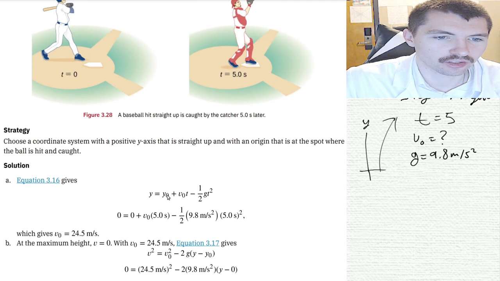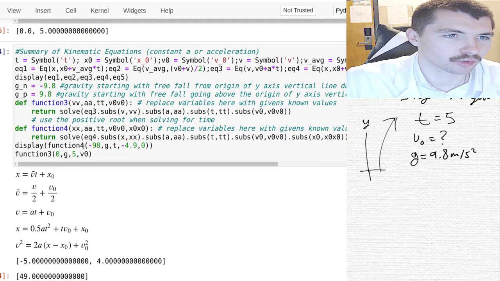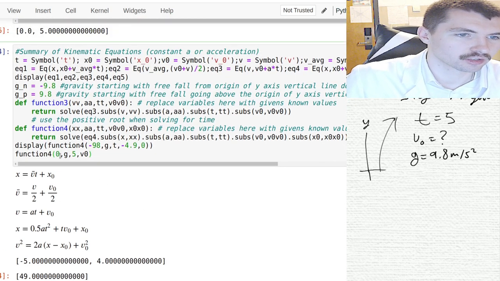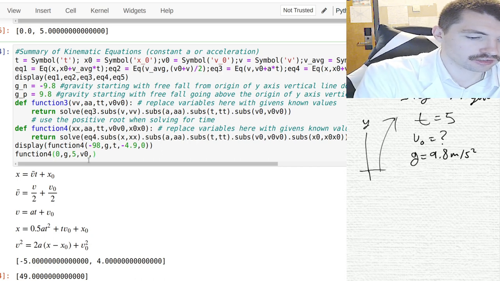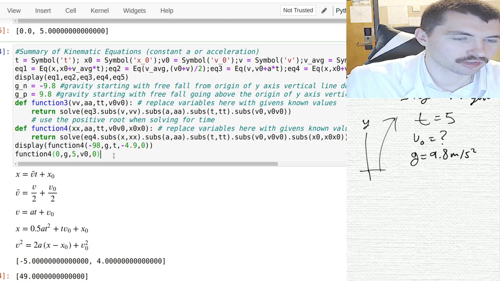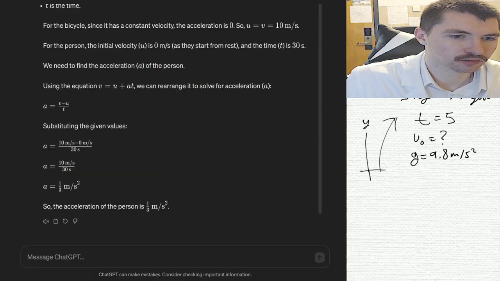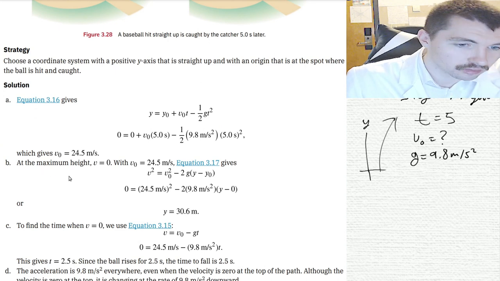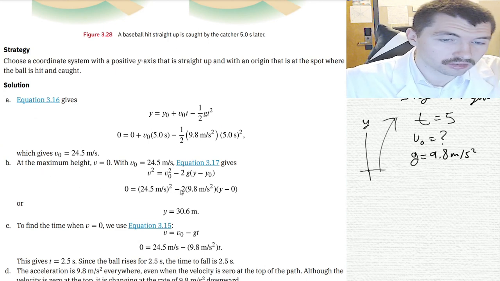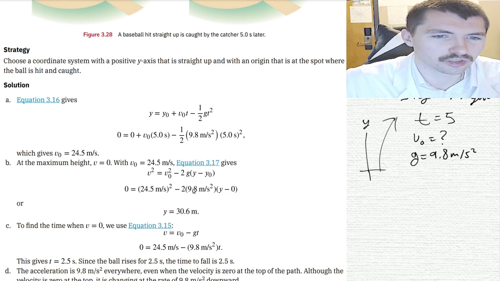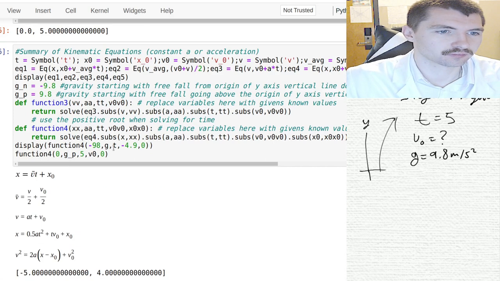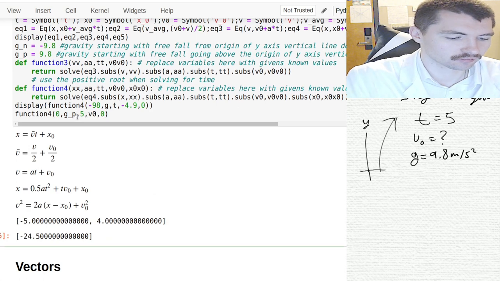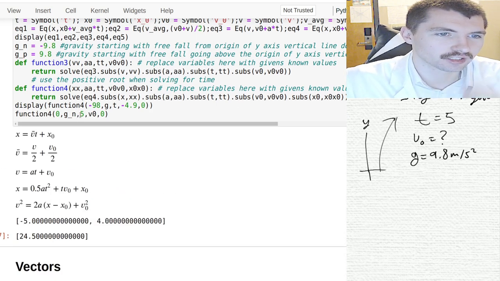They know the y naught is 0. So y naught is 0, so we're going to change this to 4. G is 5, x naught is 0. So we get 24. And where's this negative 2 coming from? Are they using negative gravity? It's not mattering.